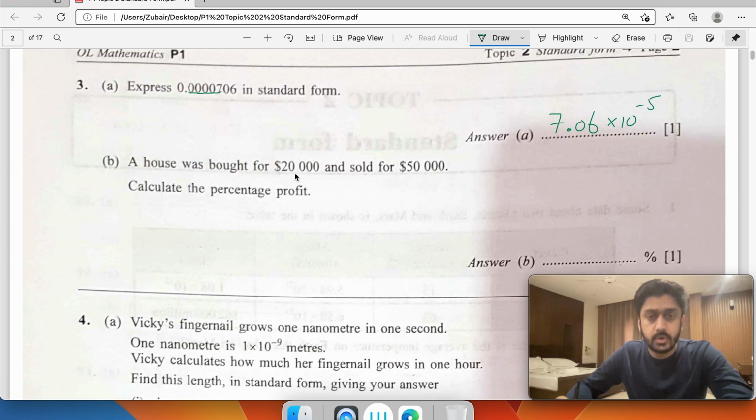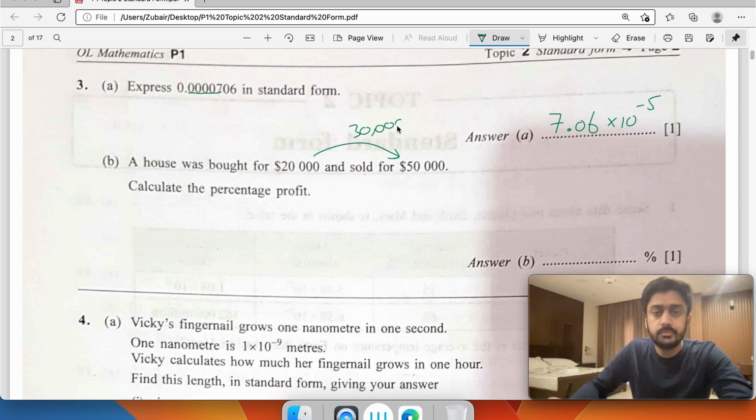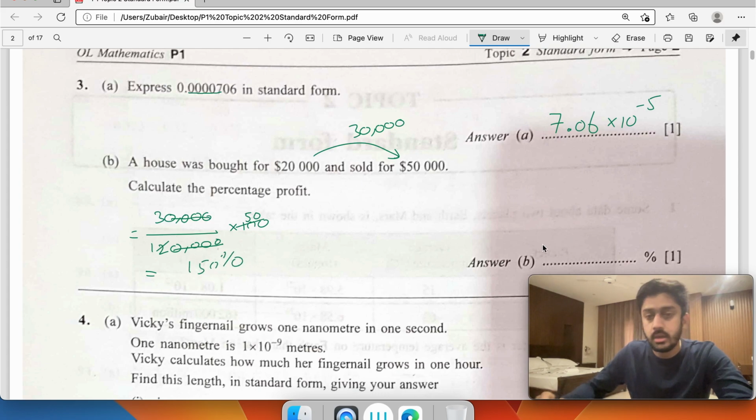A house was bought for $20,000 and sold for $50,000. Calculate the percentage profit. So the profit is actually 30,000 divided by the original price times 100. Get rid of these zeros. 2 1 times, 2 50 times... 15 to 3 is 150%. So it is 150% profit.